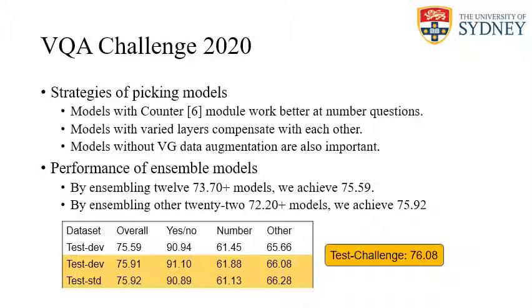There are also several strategies to pick the models. First, the model with counter module works better at number questions, and also models with varied layers are consistent with each other. Also, training without VG augmentation is important for improving the final performance. By ensembling 12 73 models, we achieve 75, and by ensembling another 72 models, we achieve the last result.